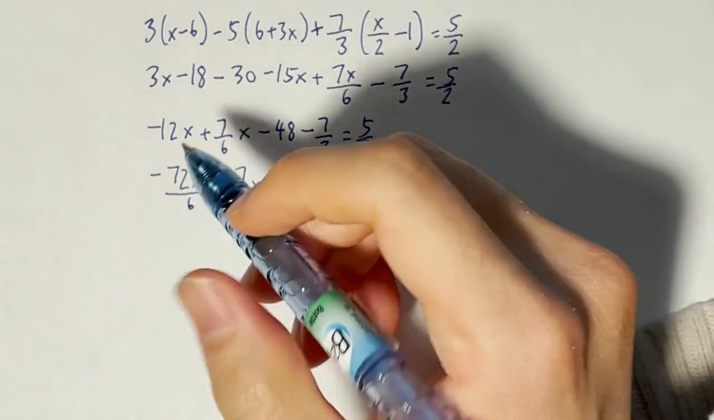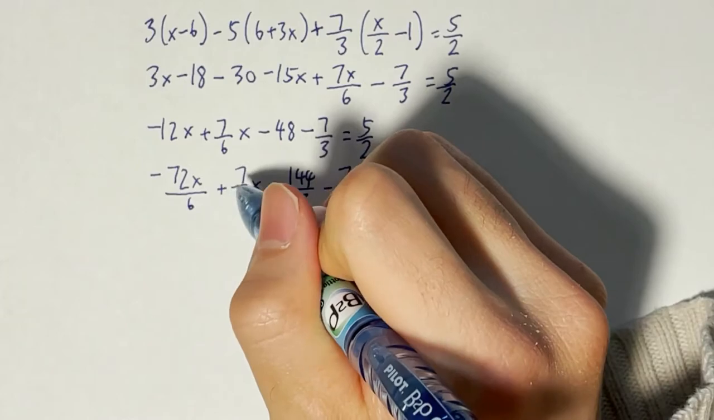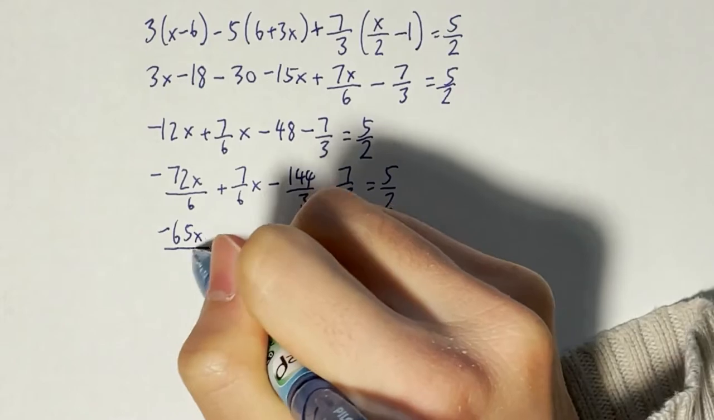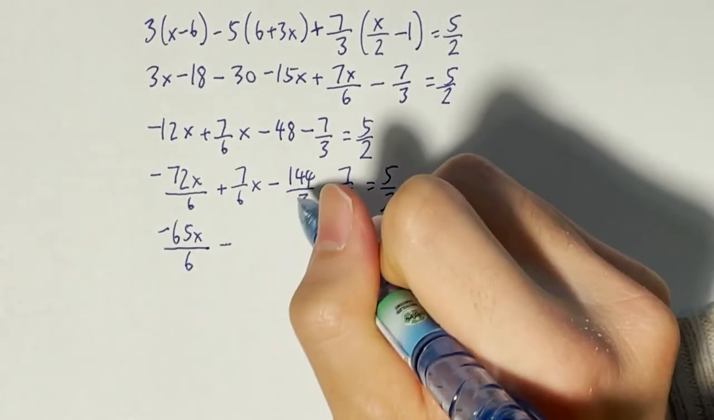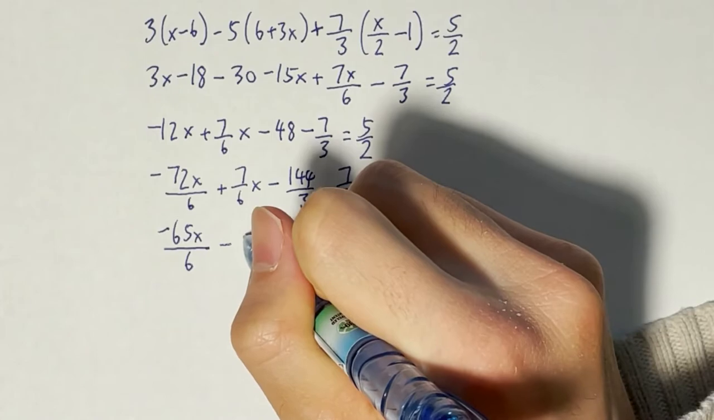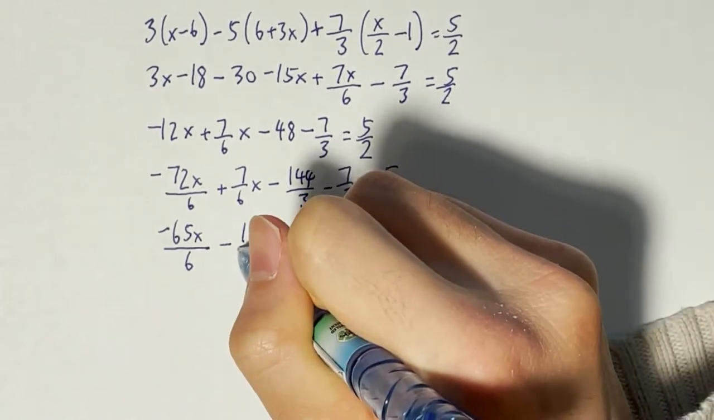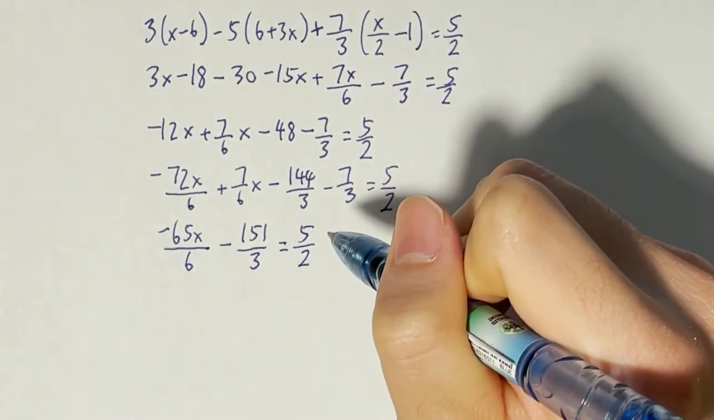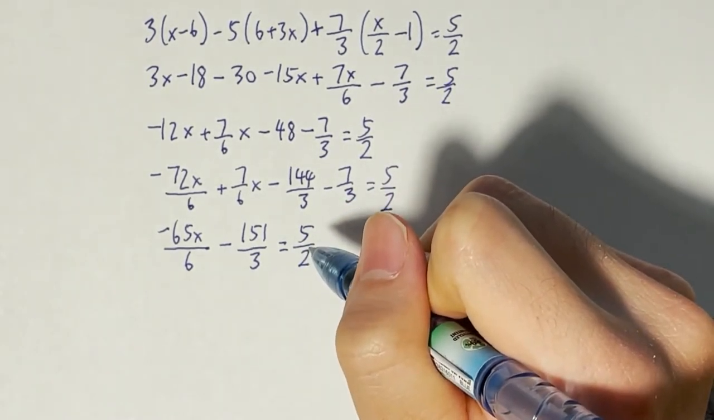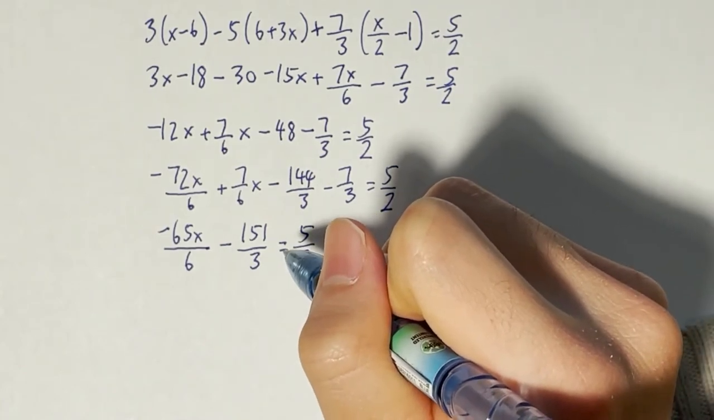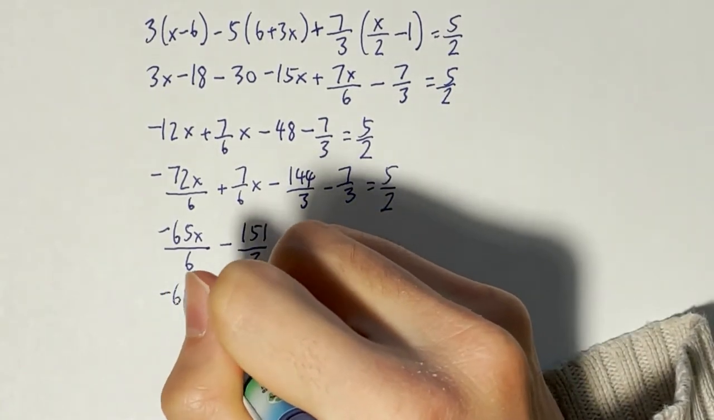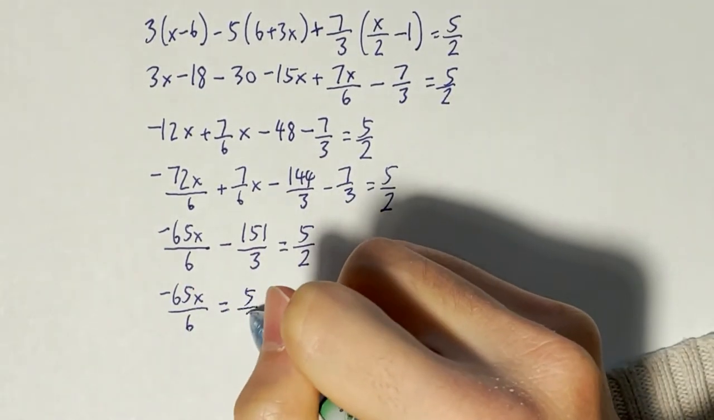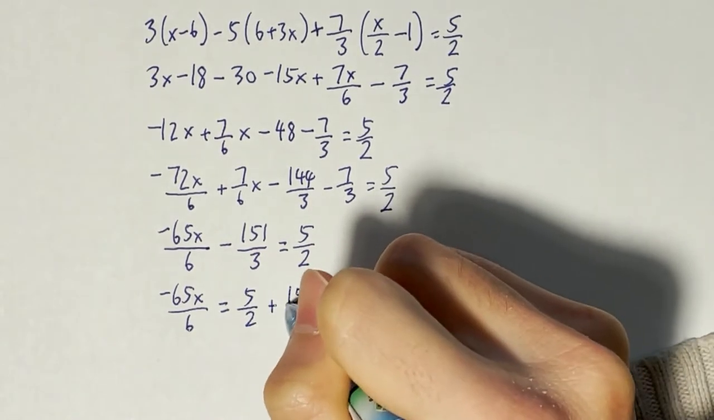Now, we can combine them. So minus 72x plus 7x gives me minus 65x over 6. Then minus 144 minus 7 is minus 151 over 3, and that equals 5/2. From here, we can now add 151 over 3 to both sides. So we have minus 65x over 6 equals 5 halves plus 151 over 3.